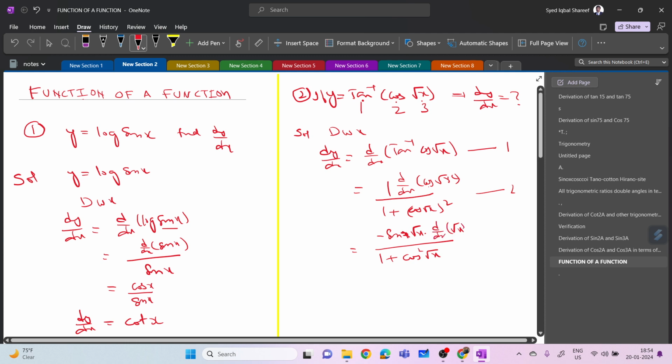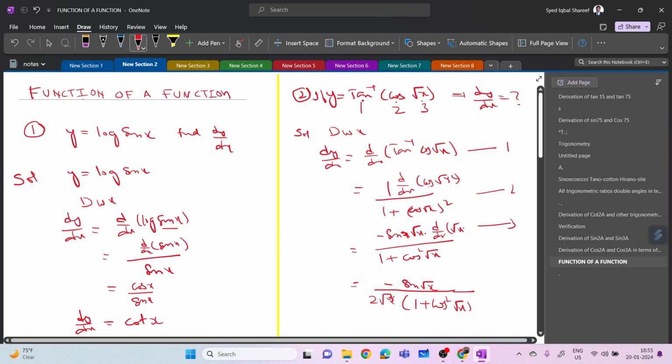Now derivative of root x. That's the third time we are doing. Derivative of root x is 1 by 2 root x. So the result is 1 by 1 plus cos square root x, times minus sine root x, times 1 by 2 root x. This is the answer.